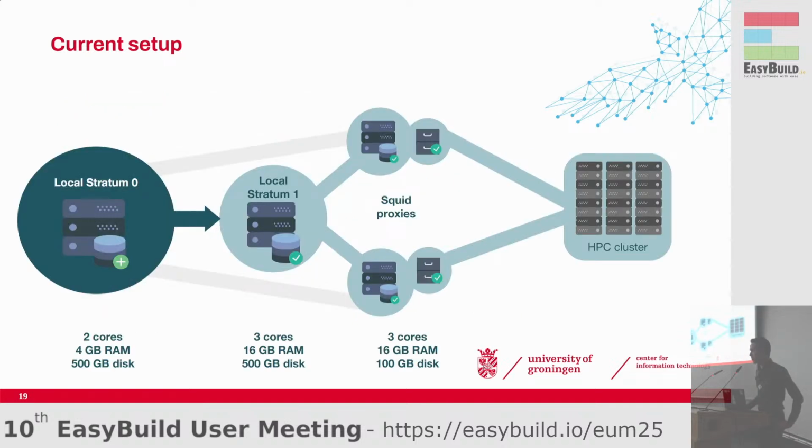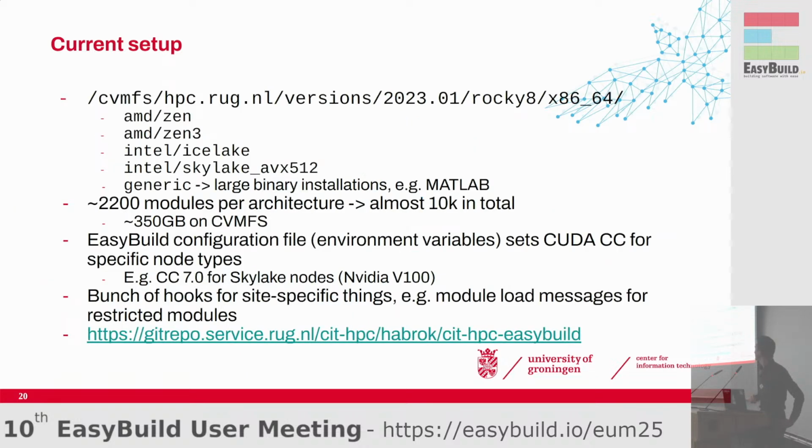So this is our current infrastructure setup for CVMFS, where we have a Stratum 0, Stratum 1, some squid proxies, all with just a few cores. For CVMFS, you don't need a lot of resources. That works really well. We haven't had a single issue, I think, since we started using this a few years ago. And it works and scales way better than what we had before with an NFS share.